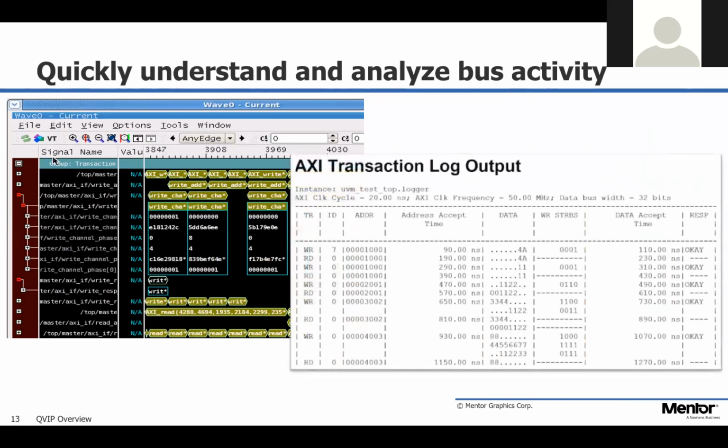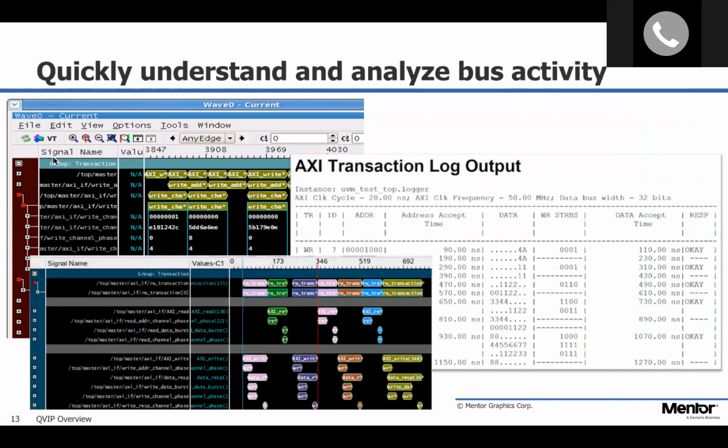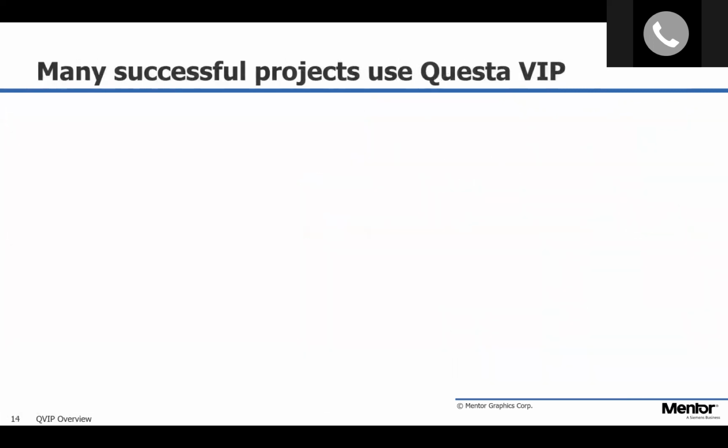You also get a text output log that basically says, at this time, to this address, we wrote this data. To this address, we read this data. So you get a textual output log as well for every one of these protocols. And that's just showing a little more of the signaling.